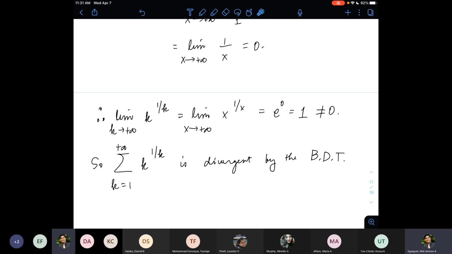So that's the theory, or the motivation, behind the basic test for divergence. If in the long run, the terms in the sum are not going to 0, then it is automatically divergent. But you need to be careful again. If the limit is 0, no conclusions can be made. I hope that's clear.